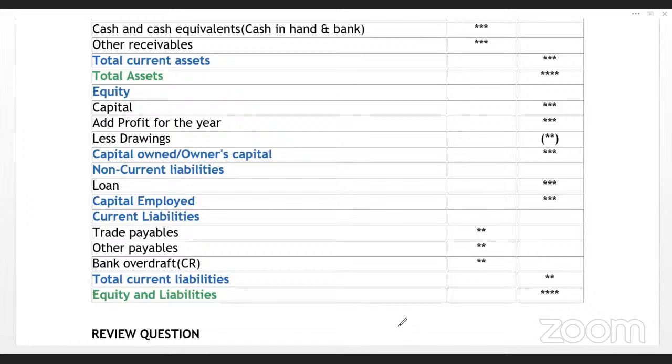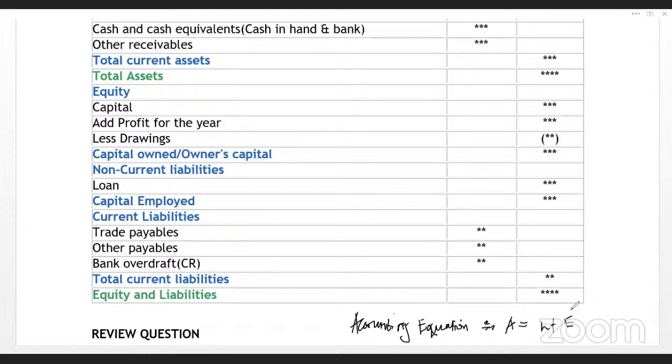We have what we call the accounting equation. The accounting equation states that assets will always equal liabilities plus what?